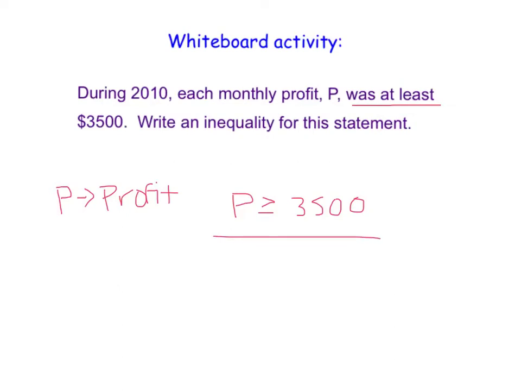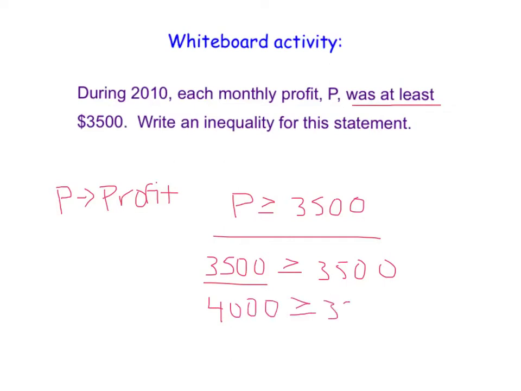If you're wondering how to check it, put in something that makes sense. So 3,500, is that greater than or equal to 3,500? Yes. It is at least 3,500. Or 4,000. Is 4,000 at least 3,500? Yes. So we know we have our symbol going in the correct direction.